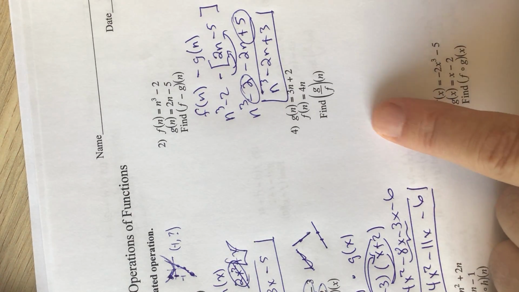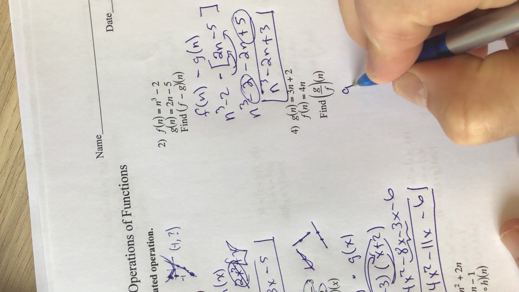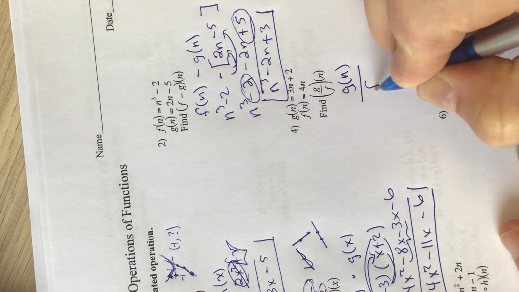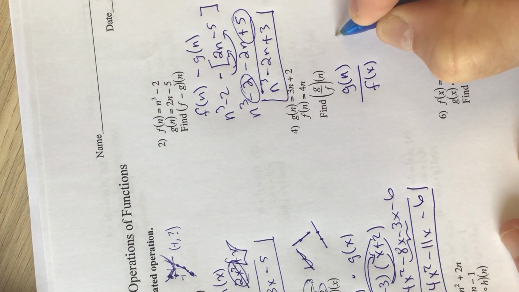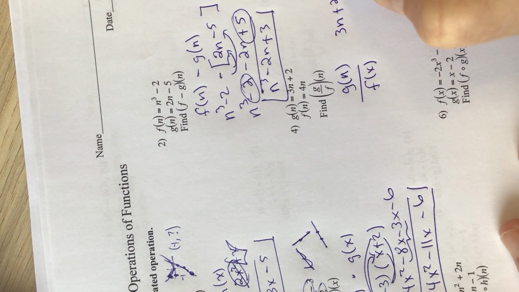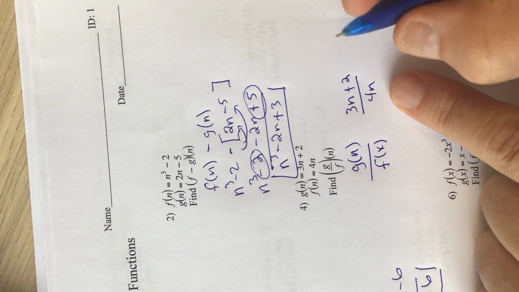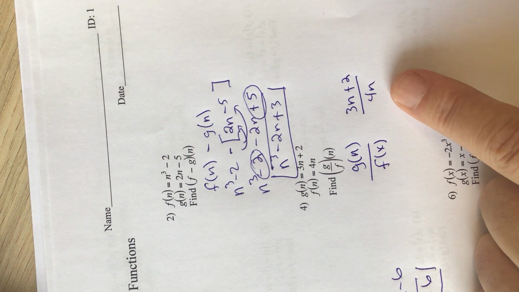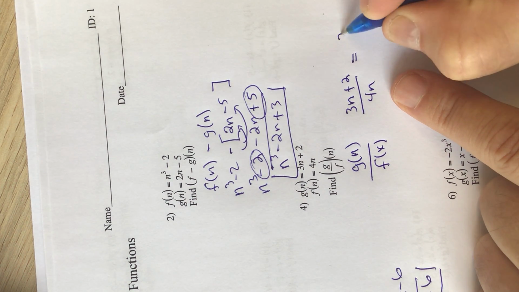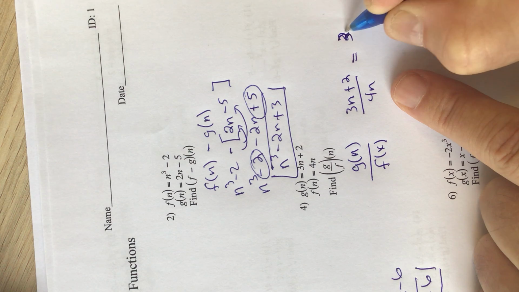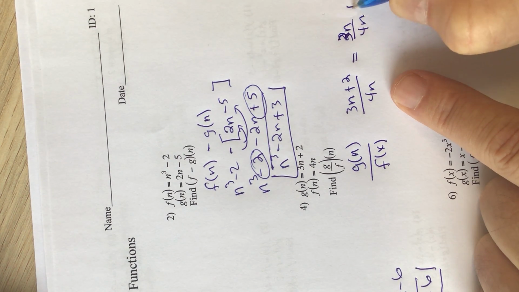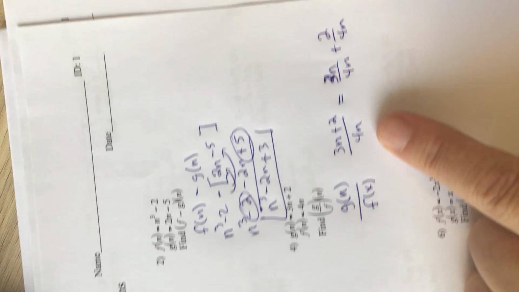And we can divide. This just means the g formula divided by the f formula. So the g formula is 3n plus 2, and we want to divide that by 4n. There's not really that much to do with this. That's almost the answer. There's a couple ways we could do it. We could split it into its two fractions. That's 3n over 4n plus 2 over 4n.